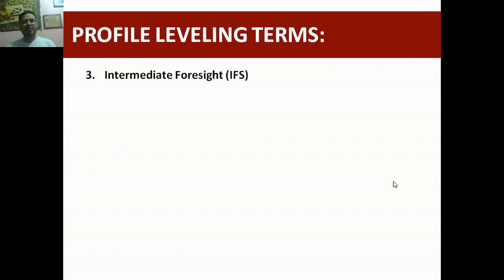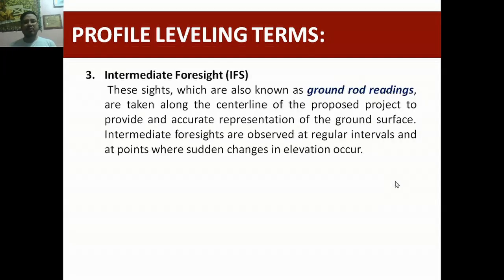Okay, next we have intermediate foresight. What is intermediate foresight? Now, if you can still remember with differential leveling class, natong gitawag nga foresight. Now, I want to remind everybody na when it comes to foresight, para lang to siya sa turning point. Now, naa naman tayo gitawag nga intermediate foresight. Ang intermediate foresight, sometimes, tawagon na siya og ground rod readings. No? Kaning intermediate foresight, para lang ni siya sa mga stations.